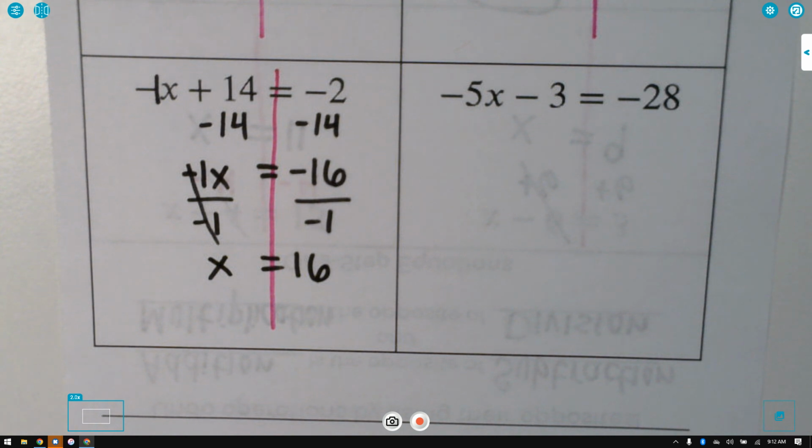Okay. I would like for you to try to solve the last one on your own. Be careful with those negatives. We'll check it together here in a second.